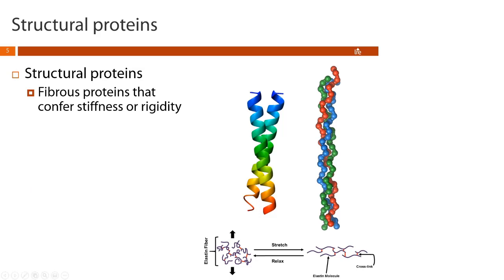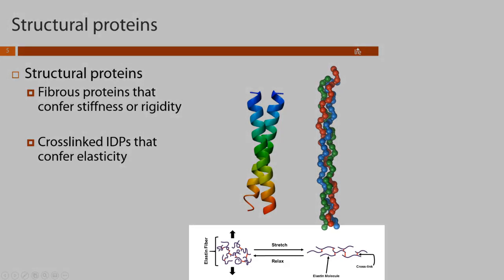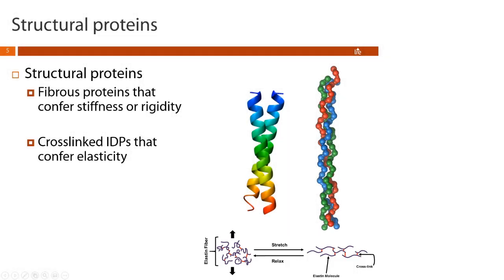On the other end of the spectrum, we can have structural proteins that give something elasticity. These are going to be proteins like elastin or elastin-like proteins. These are going to be disordered protein segments that are covalently cross-linked together, and it's going to form essentially an elastic-like structure where you can stretch it and you can relax it.